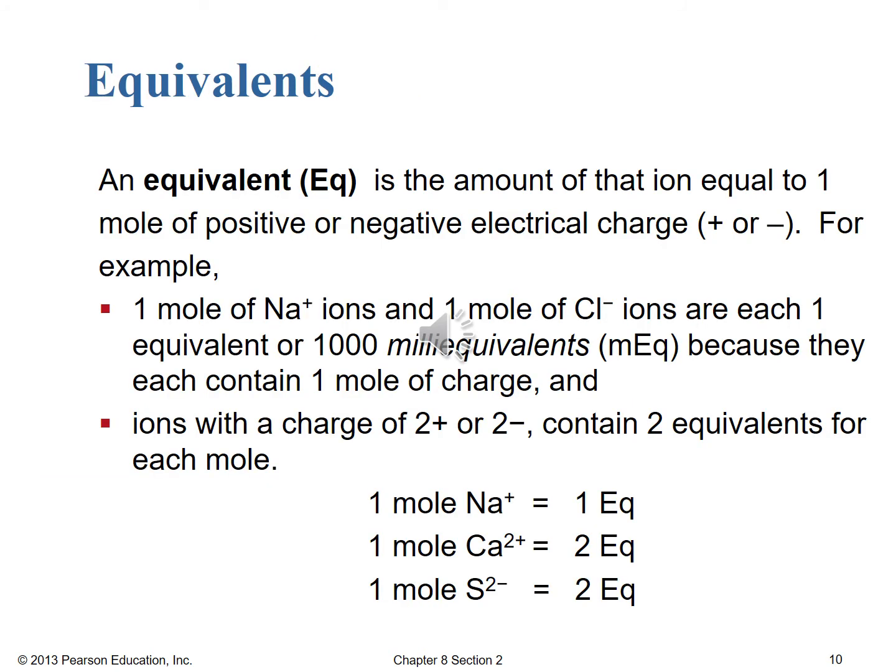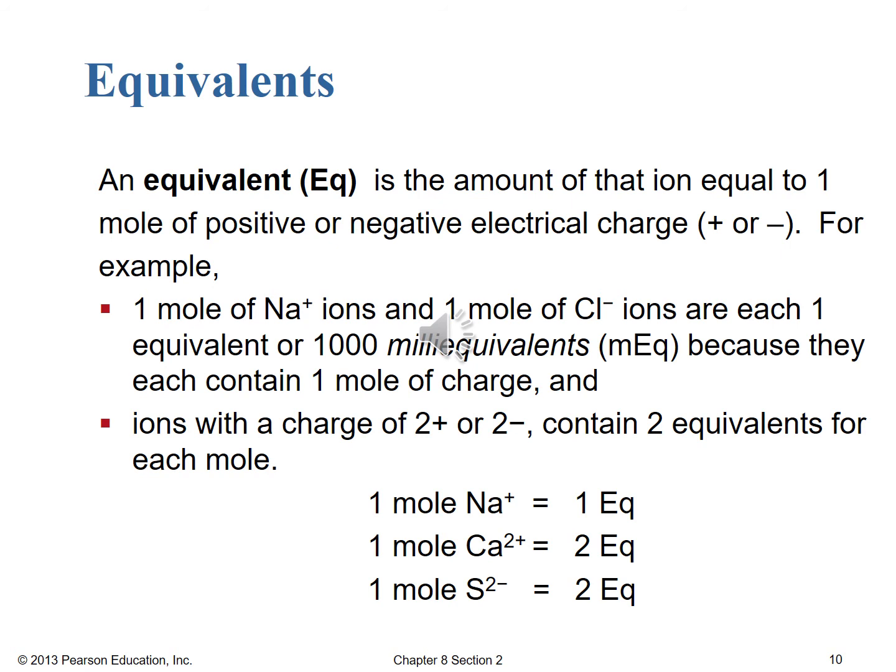Here's a term, equivalence. You might see this, especially in the hospital setting. Sometimes you'll see equivalents listed on things like saline bags and that sort of thing. So an equivalent is the amount of that ion equal to 1 mole of positive or negative electrical charge, plus or minus. So if we think about our classic example, sodium chloride, 1 mole of Na+ ions and 1 mole of Cl- ions are each one equivalent, or 1,000 milliequivalents, because they each contain 1 mole of charge. And if we had ions with charge of 2+ or 2-, then they'd have 2 equivalents for each mole. So 1 mole of Na+ ions would give us 1 equivalent.